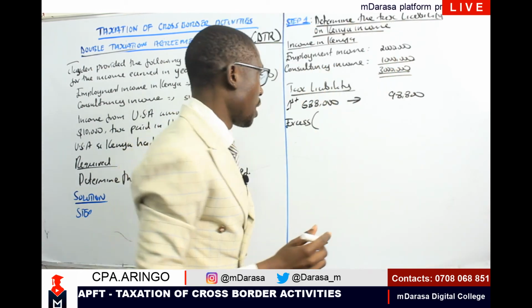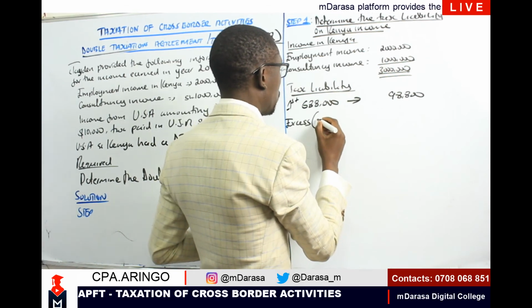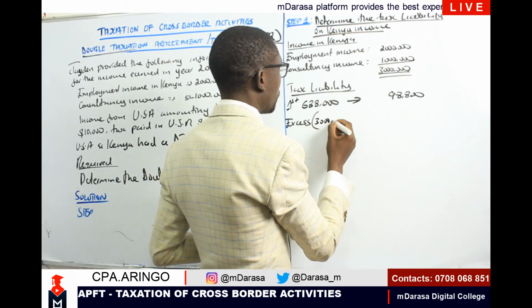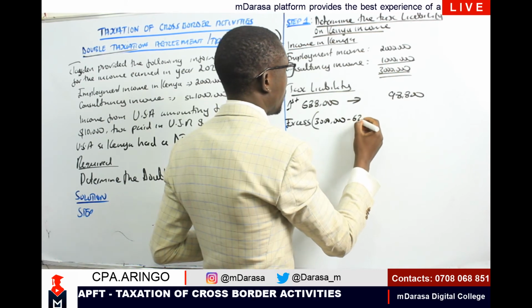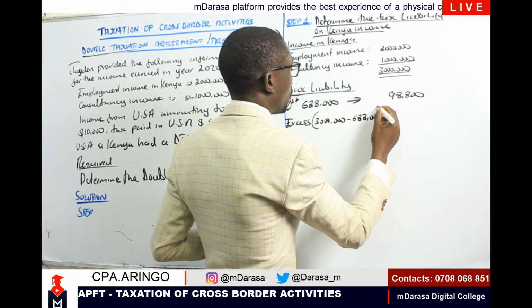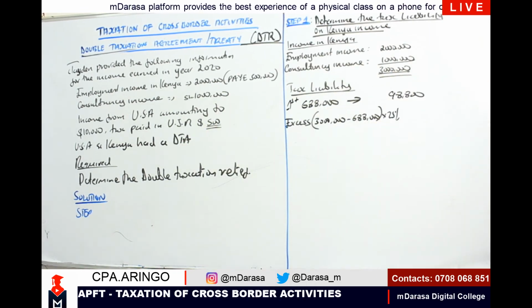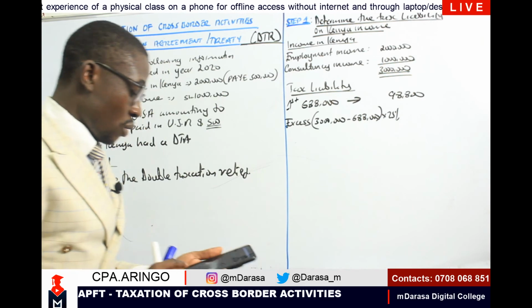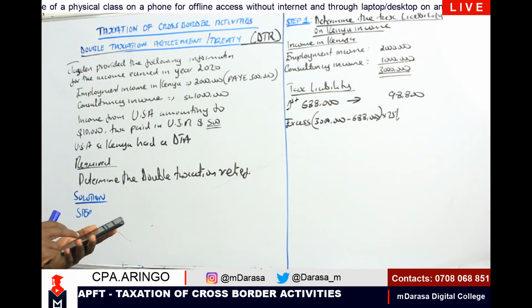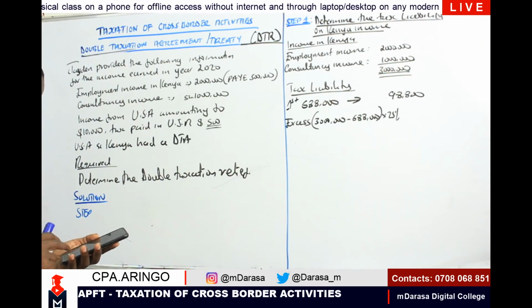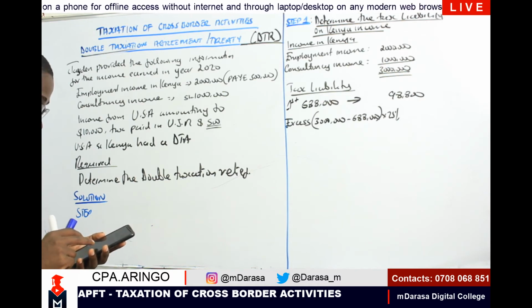So this is what we should be having. I should be talking of 3 million minus 688,000, of course times 25%. That should give us a figure of how much? Determining that quickly, we are talking of 3 million minus 688,000.